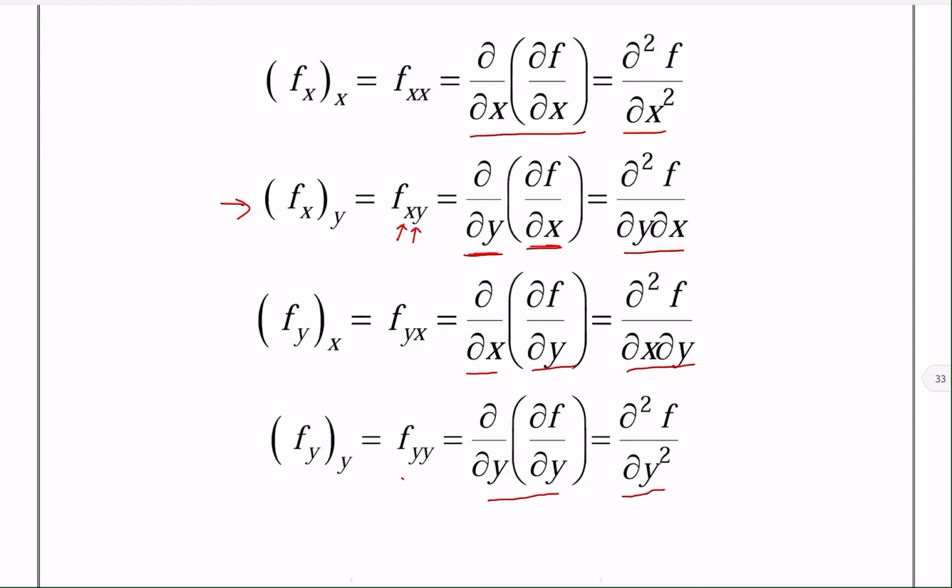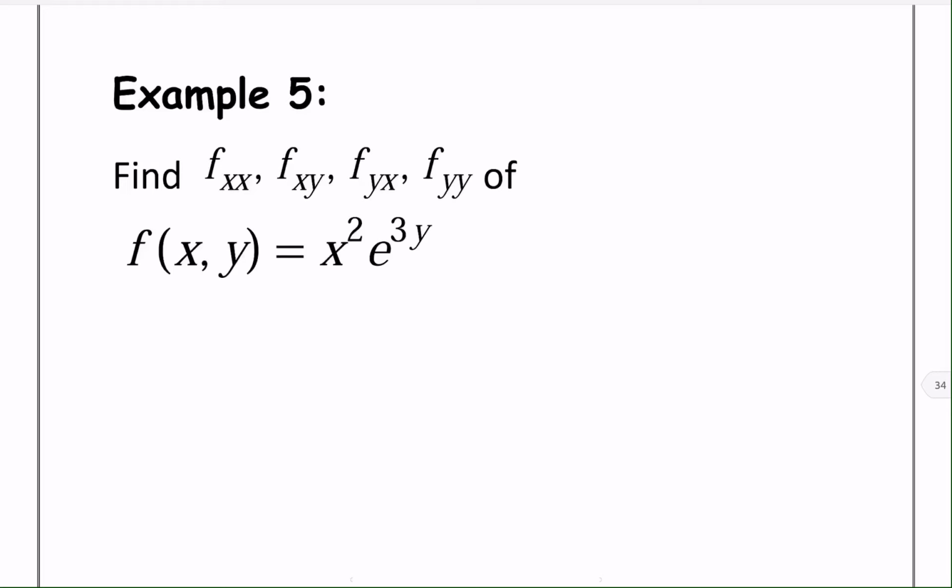Example. Let's say we want to find fxx, fxy, fyx and fyy, given f(x,y) equal to x squared e to the power 3y. So the first one, let's say you want to find fxx. So fxx meaning that we need to differentiate del x, del f, del x. This is the definition of del squared f, del x squared.